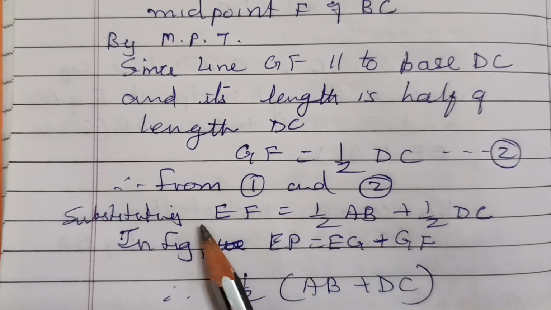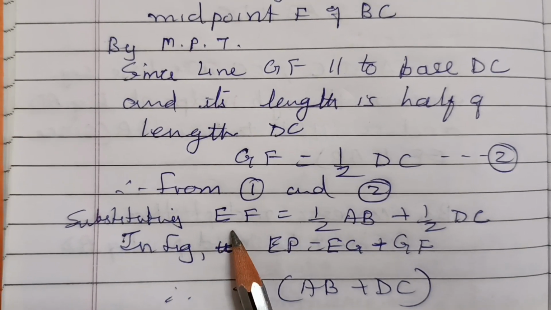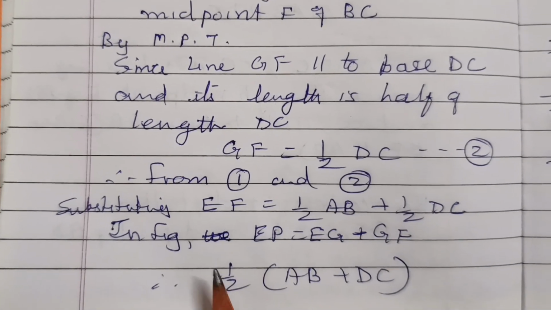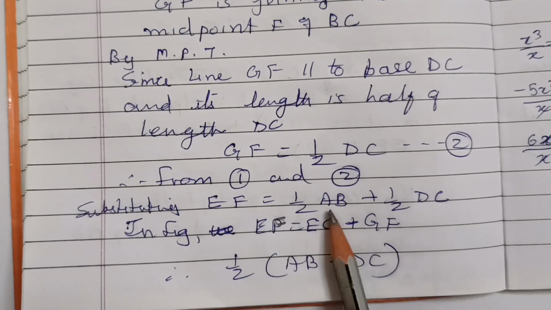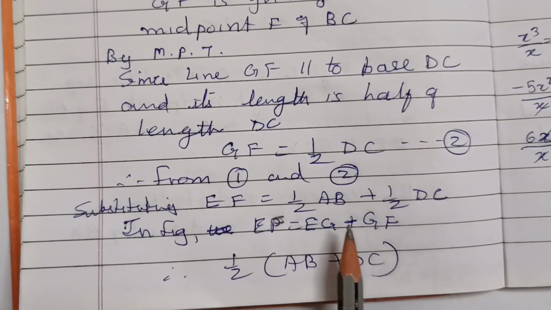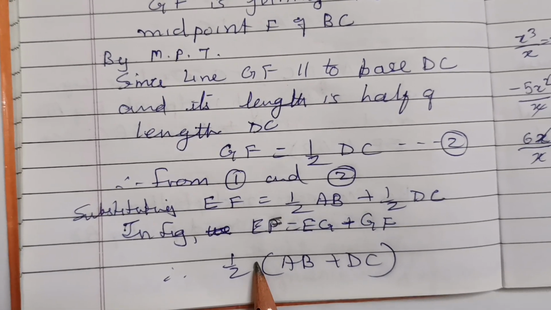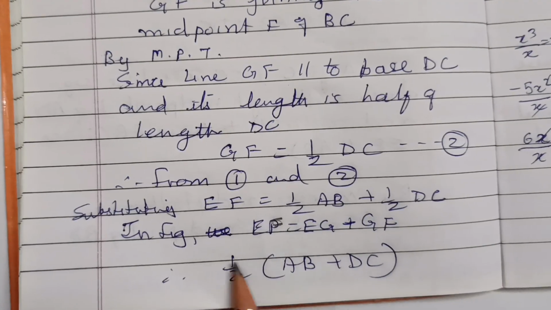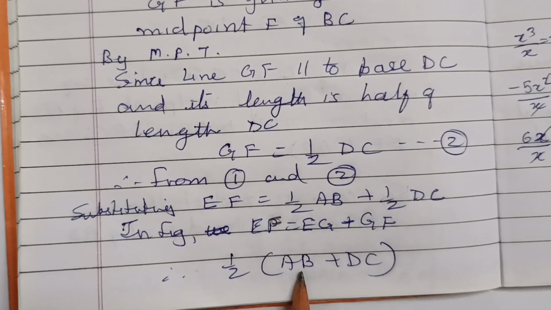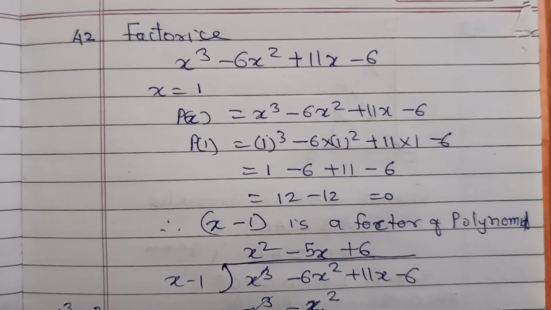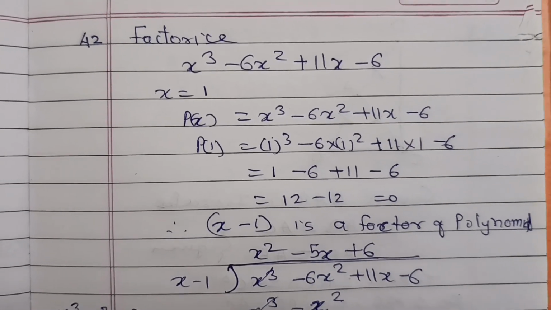From 1 and 2, substituting, EF is equal to half AB plus half DC. In the figure, EF is equal to EG plus GF, that is half AB plus half DC. So taking half as common outside, EF is equal to half into AB plus DC. Hence proved.